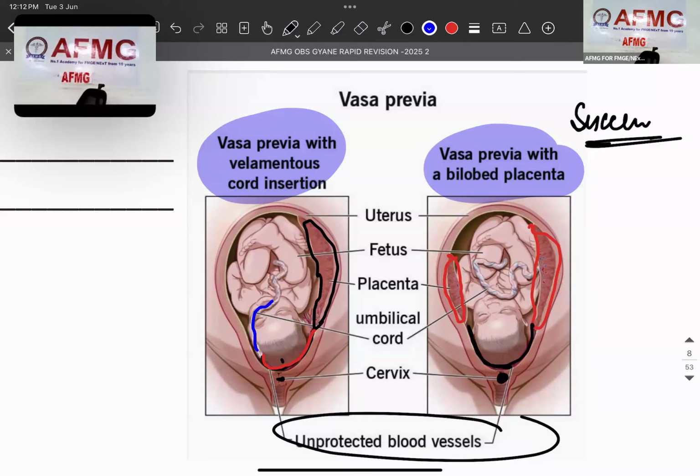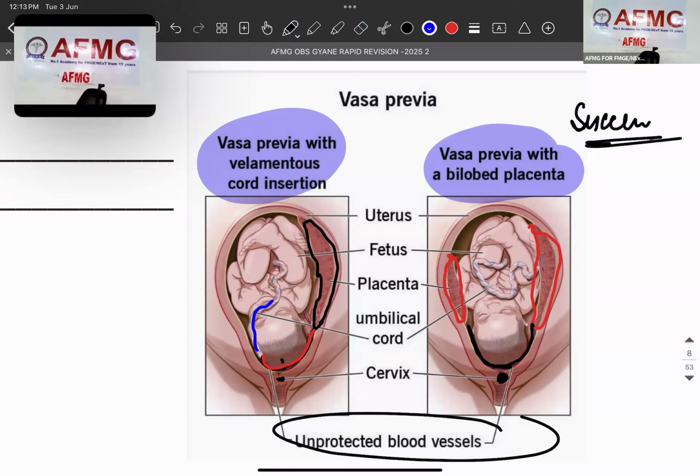At 37 weeks, cesarean section. Less than 37 weeks, expectant management. I will only go with expectant management when the patient has stable vitals and no risk. If risk, cesarean section. If not, McAfee-Johnson regime. What is McAfee-Johnson regime? Admit the patient, arrange the blood, give steroids for fetal lung maturity, and if RH negative, give anti-D.